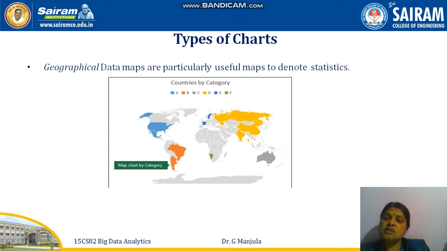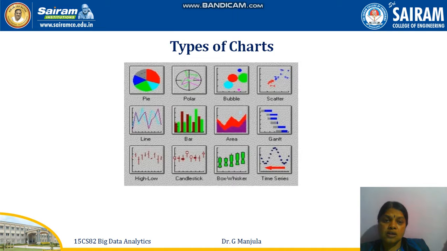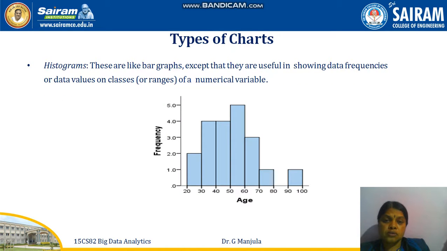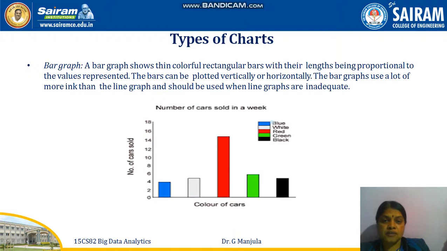Geographical data maps are particularly useful maps to denote statistics. So this is about the geographical data map. Now I'll just go through to summarize the data visualization.